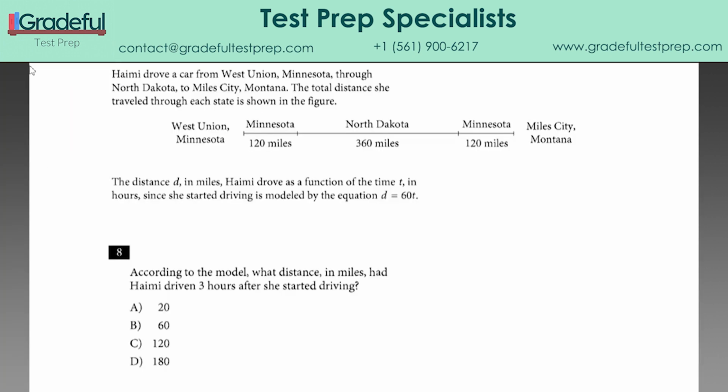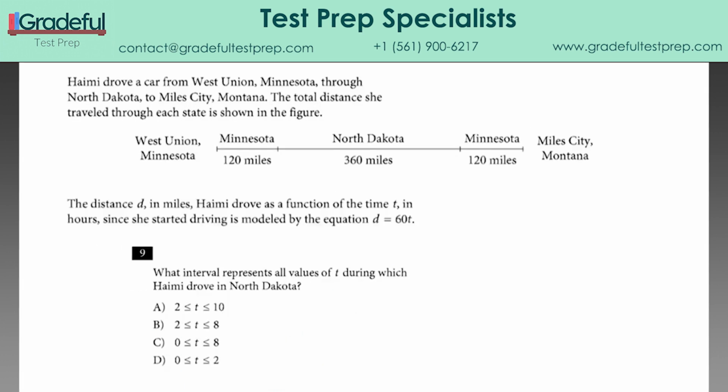Question number 8 is part of a bigger scenario, and it's asking us what's the distance that the person drove after 3 hours. So we see the formula D equals 60t, and we need to know that D is the number of miles and that T is in hours. That makes a big difference. And here we're simply getting 3 hours. So multiply that out, you got 180, and the answer for 8 is D.